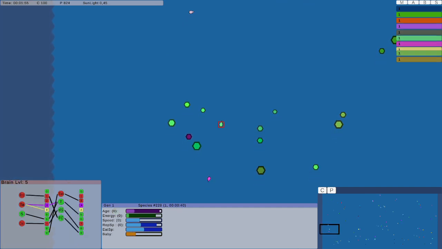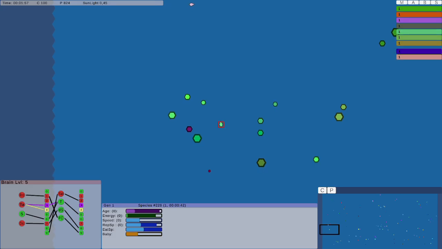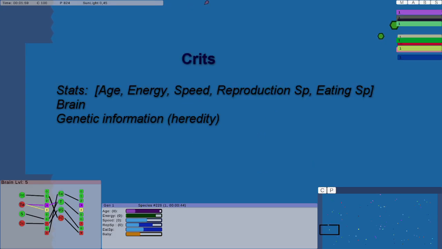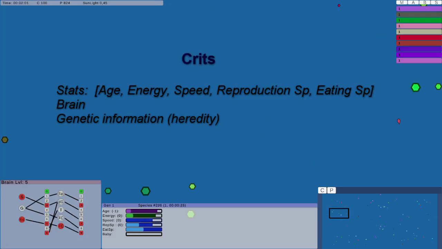Crits can be described using three main components. First, a few simple statistics that we can see in the bottom middle panel. Then their brain that we can see on the bottom left, more detail on that later. And then their genetic information that they will pass down to their descendants.